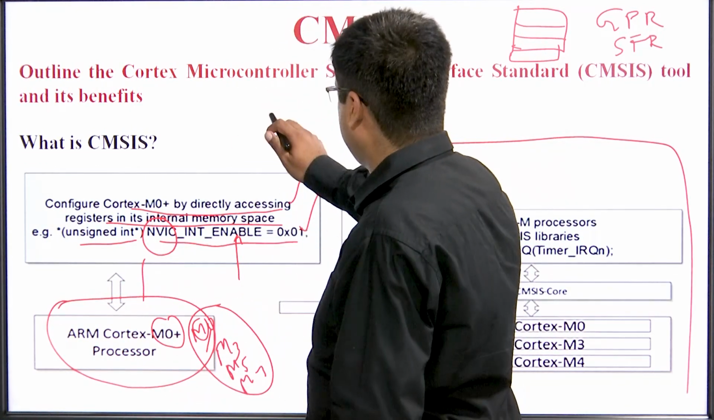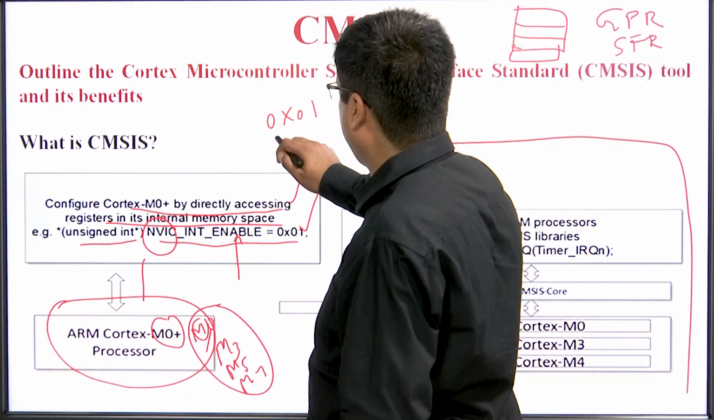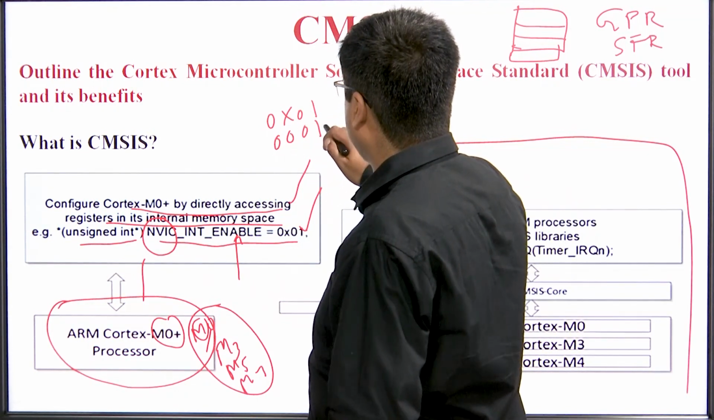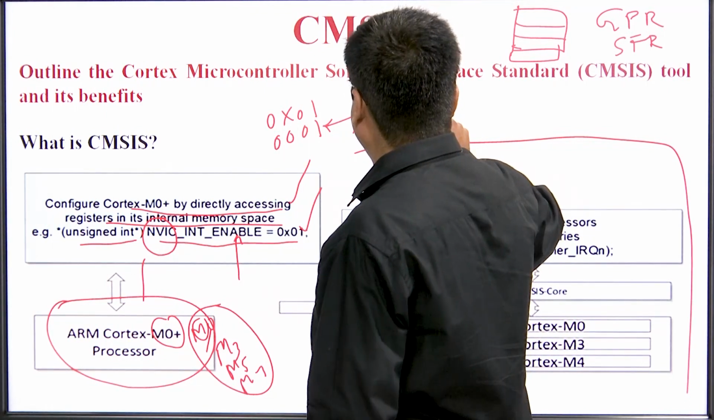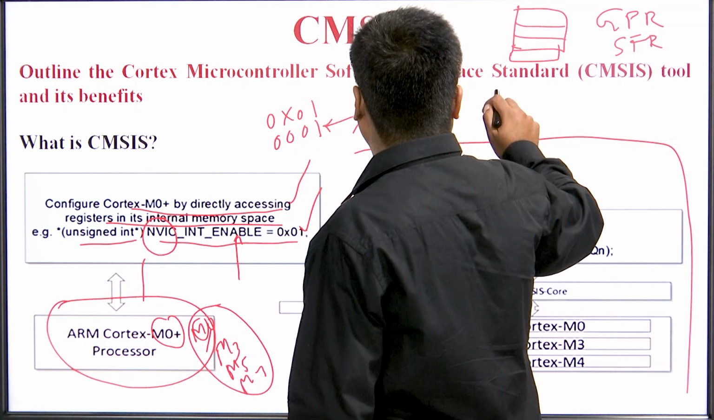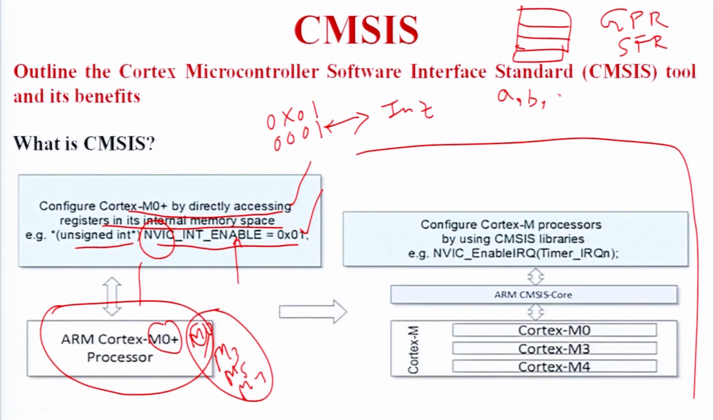For example, this is 0 cross 0 1. If we write here 0 0 0 1, under this location there is some interrupt. For example, if we have interrupts A, B, C, this vector location may belong to some particular interrupt, maybe interrupt B. If we have an interrupt C, that has some particular location, 0 0 0 2, for example. Okay. So which interrupt we have to use is enabled by the NVIC.